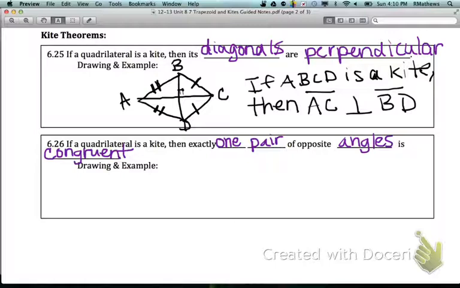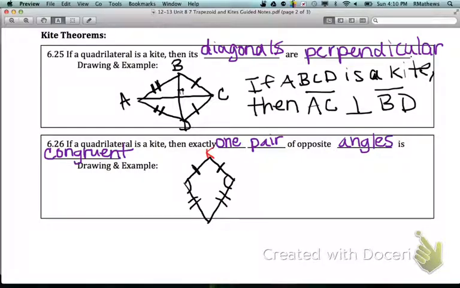Okay? And our final theorem, yay, our final theorem for the whole unit. So at this point, if you have not finished your theorem list, you should be finishing that up. You should have hopefully been adding to it as we go. Our final one on kites: if a quadrilateral is a kite, then exactly one pair of opposite angles is congruent. This is different also from parallelograms, right? On parallelograms, both pairs of opposite angles are congruent, but in a kite, only one pair of opposite angles is congruent. And let me show you how this would look.